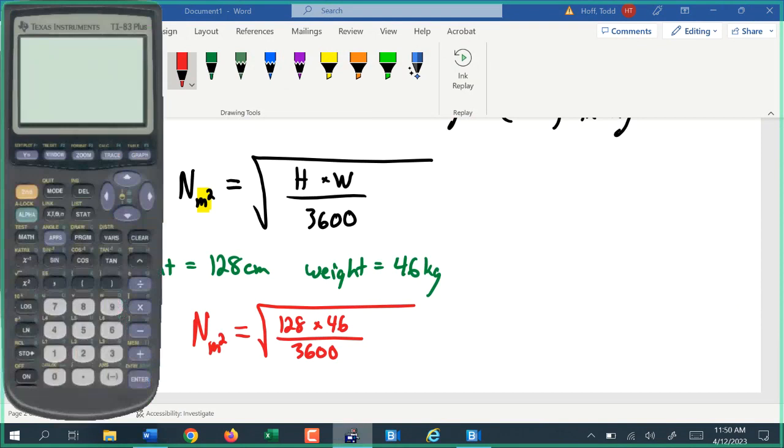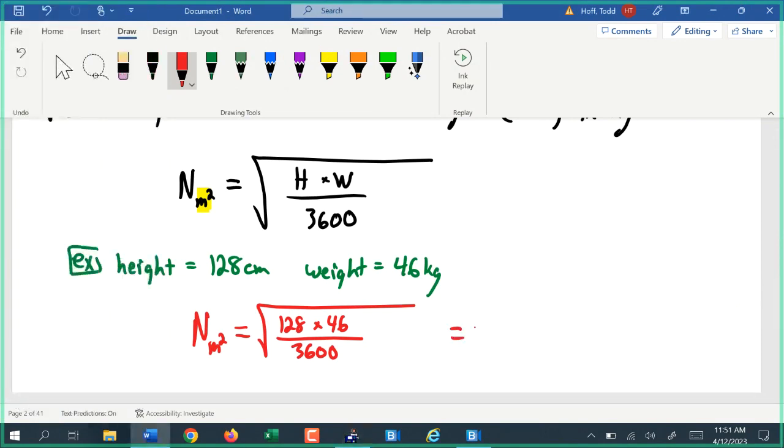So when we punch this in the calculator, depending on what model calculator you have, most of your calculators, if they're a two-line display, you'd hit the square root first, then you do 128 times 46 divided by 3,600. No need to put anything to specify that fraction bar, just doing the division will do it. Then we close our parentheses to tell the calculator we're at the end of the square root. It's going to give us 1.28 square meters.